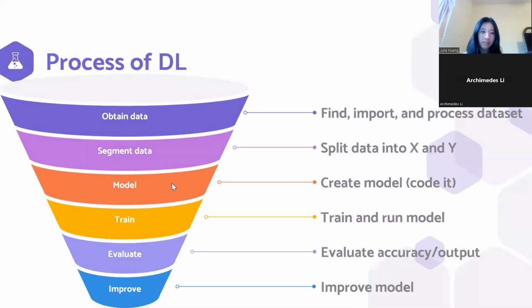So this is the entire process of deep learning. First, we have to obtain the data, which means to find, import, and process a data set. We can find data sets from a lot of places, for example, Kaggle has a lot of free data sets of different images, videos, etc.